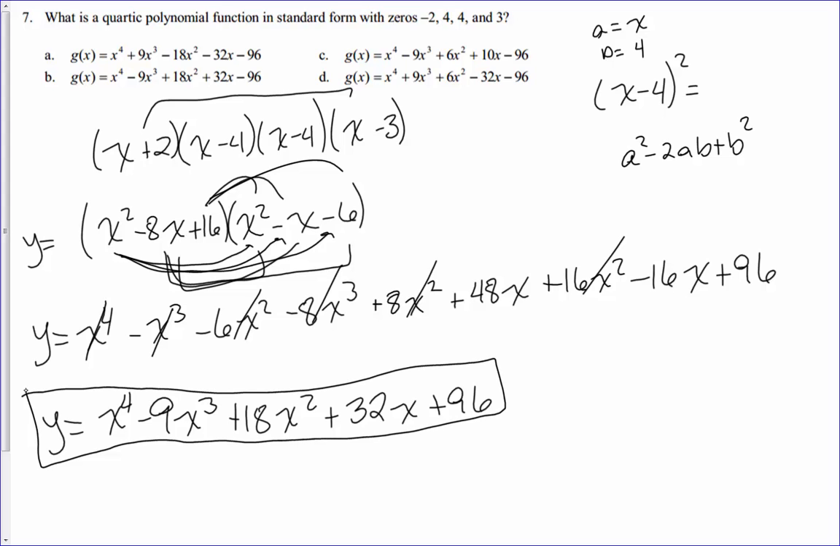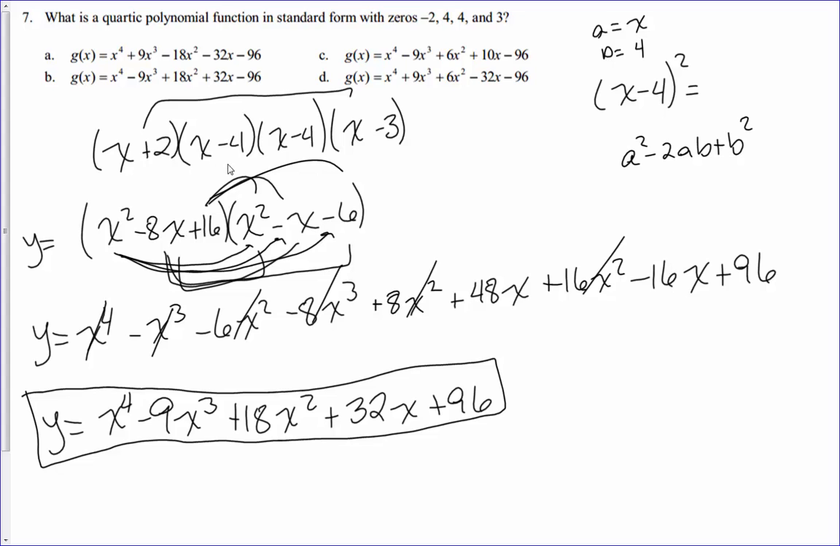That's your polynomial from your zeros. All you do to start with is you take your zeros right here. We have -2, 4, 4, and 3. You write them in the form of x minus that number. So x minus -2 is x plus 2, x minus 4, x minus 4, x minus 3. Then you just simply multiply everything together, and then you combine your like terms to get your final polynomial.